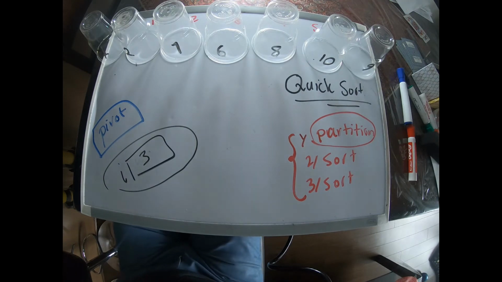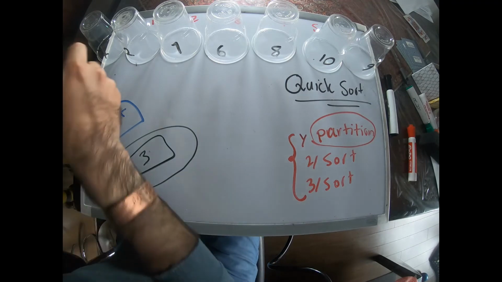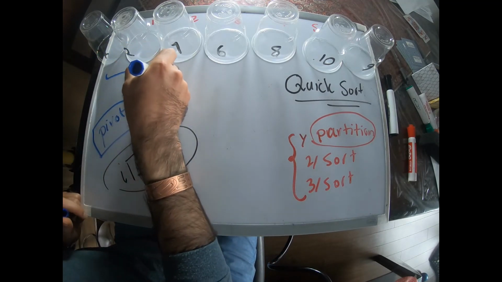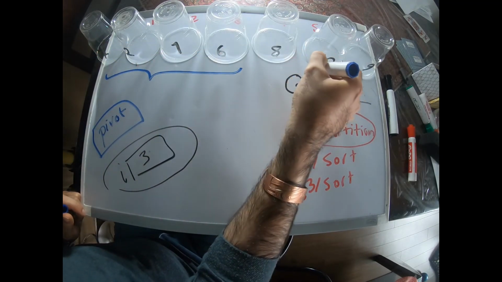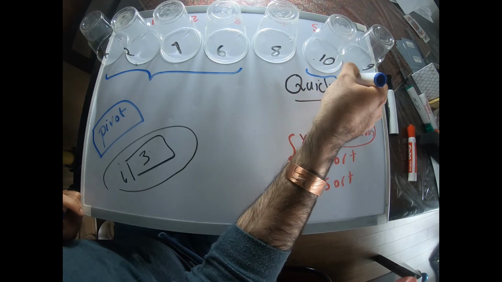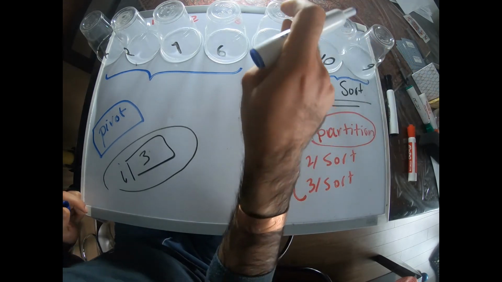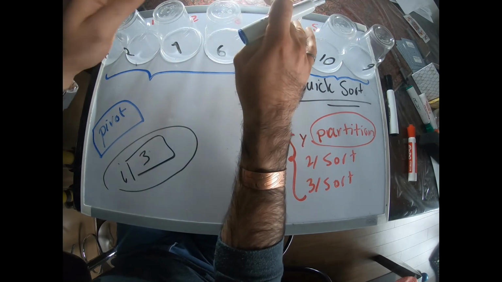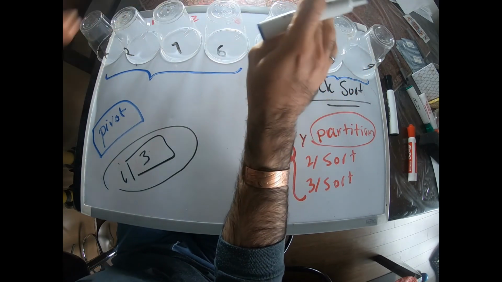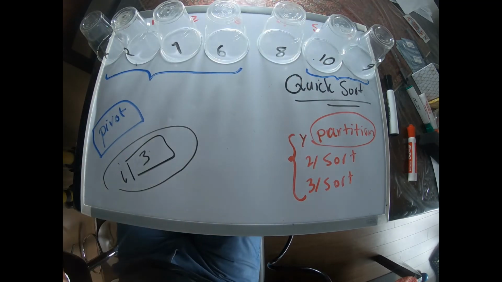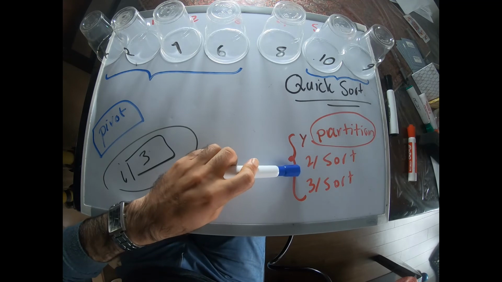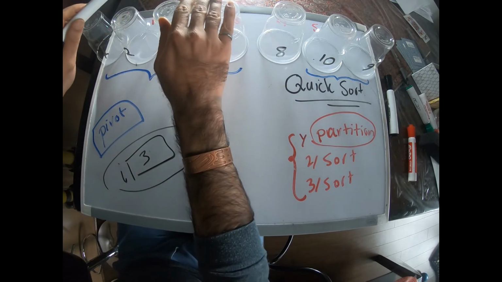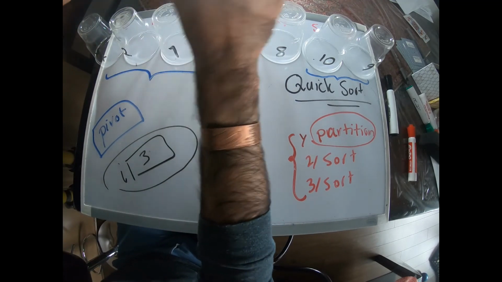So now my array is divided into two sub-arrays. One is this one, the other one is this one. All the numbers smaller than 8 are on the left side, all the numbers larger than 8 are on the right side, and 8 is at the correct location. Now what I do is repeat the same thing for these two sub-arrays. This sub-array and this array.